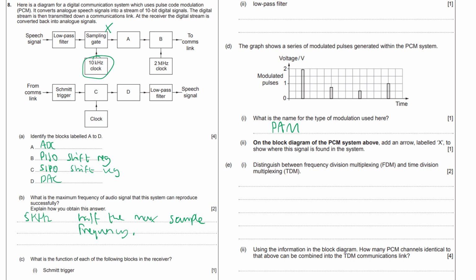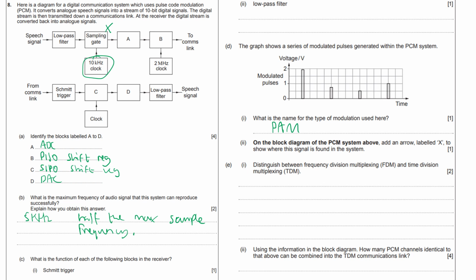Okay, so that's that one there. And then distinguish between frequency division multiplexing and time division multiplexing. So again, instead of me just writing all this down, I can probably tell you that. Frequency division multiplexing allocates a different carrier frequency to each signal. The signal is modulated onto the carrier and transmits continuously. Okay, so that's what frequency division multiplexing is.